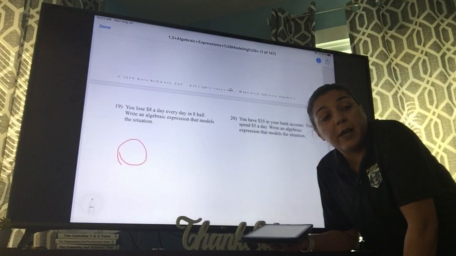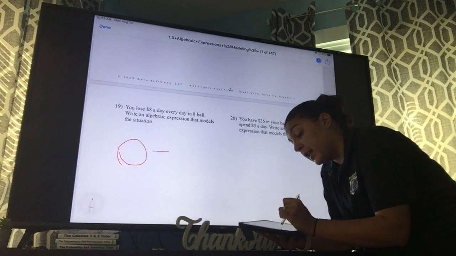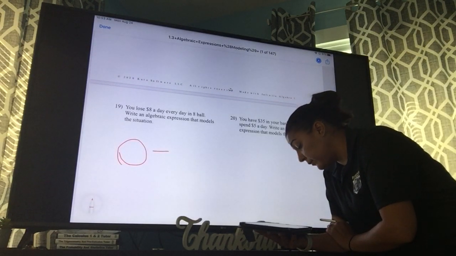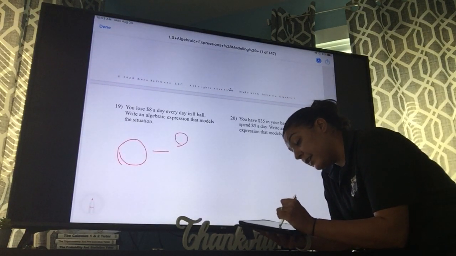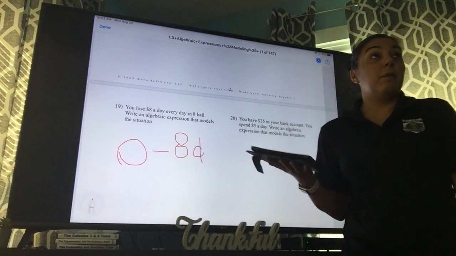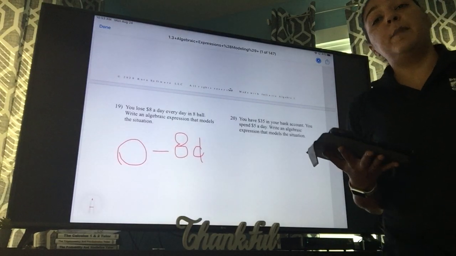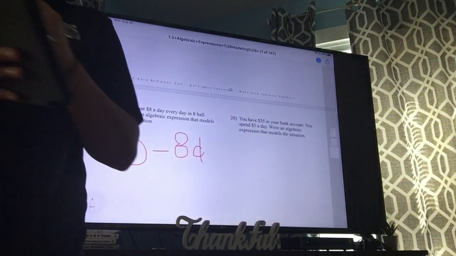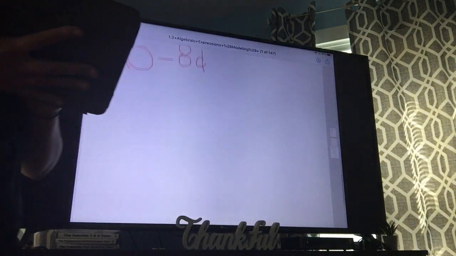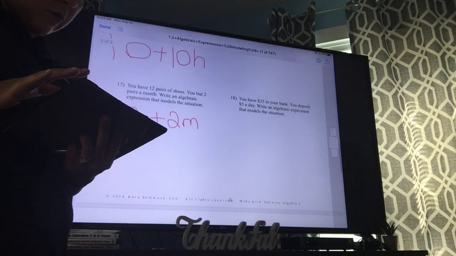So is it going to be plus or minus? Minus, and we lose how much every day? $8 a day. Okay, and you can really write it negative 8D, but sometimes it's just better to habitually say, okay, well, I started with this much, and then how much I lost. Let me read through some of these, make sure I don't need to do any of them.